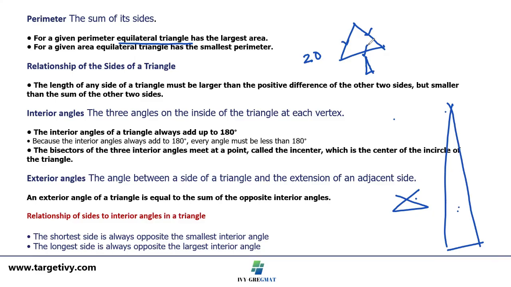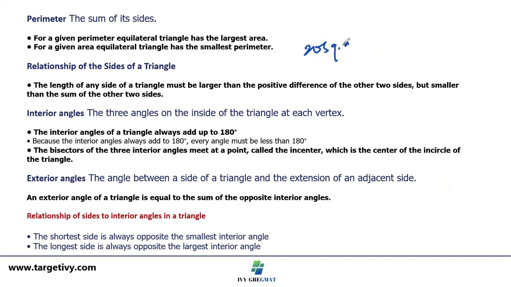The other way around, for a given area, the equilateral triangle has the smallest perimeter. So if the area is given, say 20 square meters, the equilateral triangle will have the smallest perimeter. If there are three triangles of the same area, say 20 square meters or 20 square centimeters, whatever you say, the smallest perimeter will be that of the equilateral triangle.